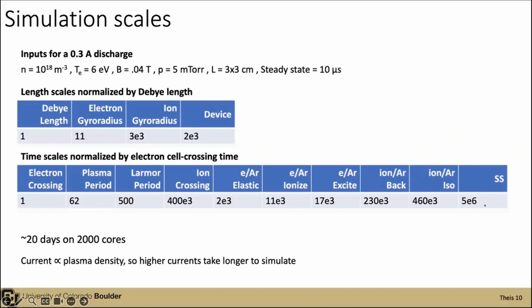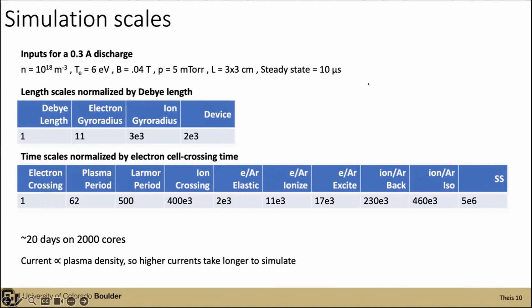The last column on this table is the steady state time. So this is the number of time steps it takes to get to this 10 microsecond mark in physical time. And that's 5 million time steps. So with the performance I was seeing with just the default decomposition and this simulation setup being 3x3, it would take about 20 days on 2,000 cores.